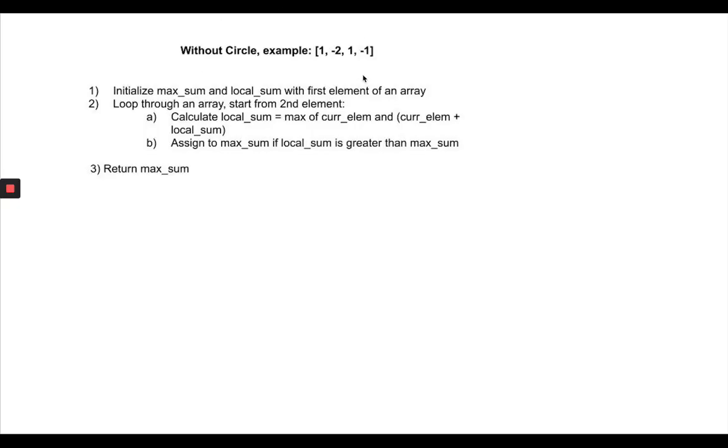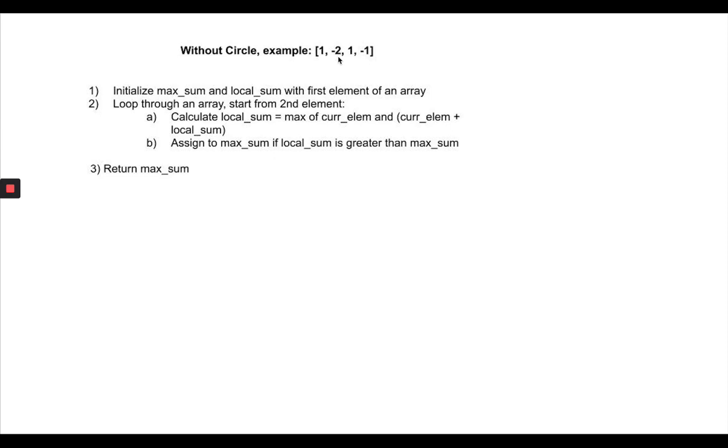So without circle, that means we don't have those elements at the edge. So then the pseudocode is quite simple. We just have two variables, maxsum and the local sum, with the first element of an array. So we're gonna loop this array starting from the second element, and we're gonna calculate local sum in each iteration, which is a maximum of current element and the local sum plus current element.